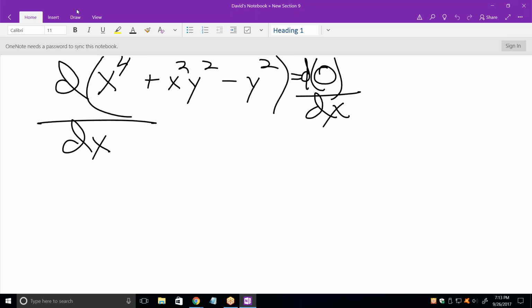So what's the first term going to be? x to the fourth power. Apply the power rule to that first term. 4x cubed. Okay. Now we've got to deal with this term here. What rule do we have to use to deal with that?